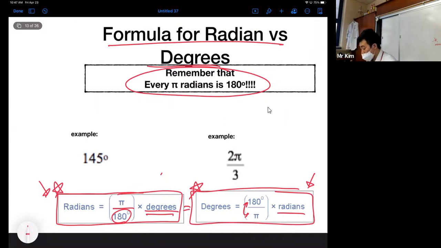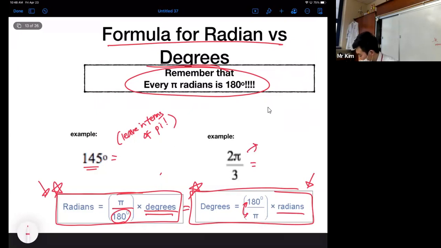If you are done writing that down, use the formula to figure out what 145 degrees will be in terms of radians. Please leave it in terms of pi. Don't multiply by 3.14. That's just going to be a crazy number. I don't want to see that. Then convert this into degrees, and that's going to be it for today. So write the formulas down and find the answers to these two.